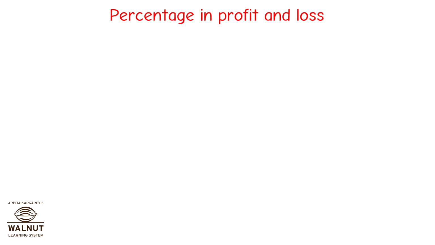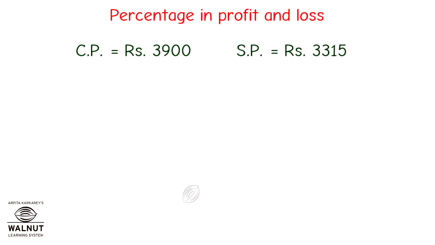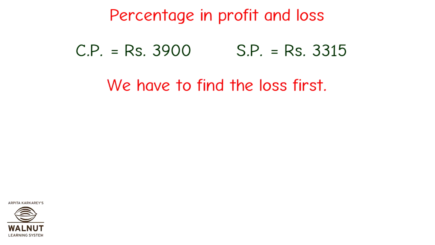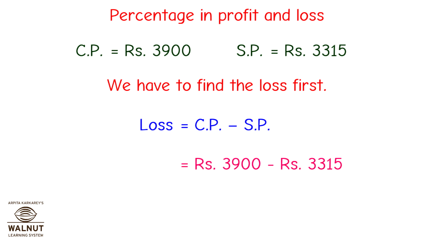Try this one. Read the prices given below and then find the loss percentage. Cost price is rupees 3,900 and the selling price is rupees 3,315. Write the formula to find the loss. Loss is equal to cost price minus selling price. So, on substituting the values, we get loss is equal to rupees 3,900 minus rupees 3,315. That is equal to rupees 585.